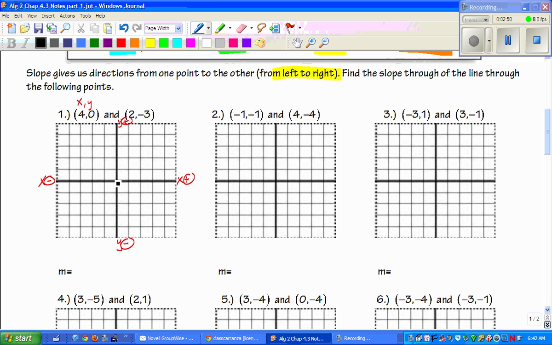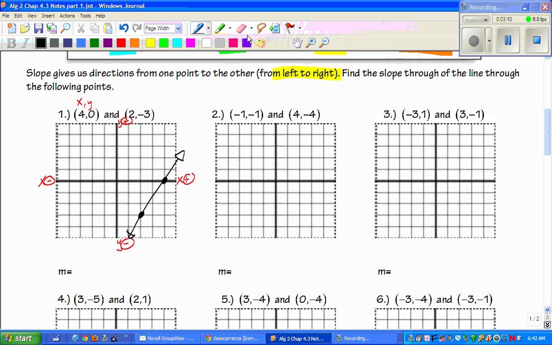Our first point is 4, 0, so from the middle, we're going to go right 4, and we don't need to go up or down. And then our next point is 2, negative 3. Go ahead and draw your line. You guys should be using a ruler, your ID, a straight edge.